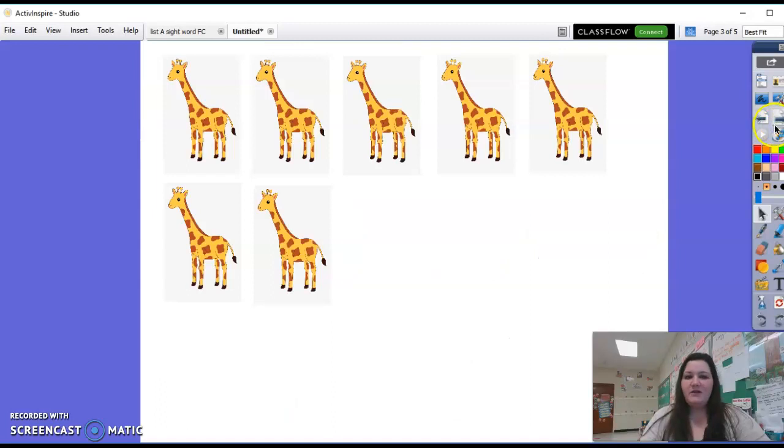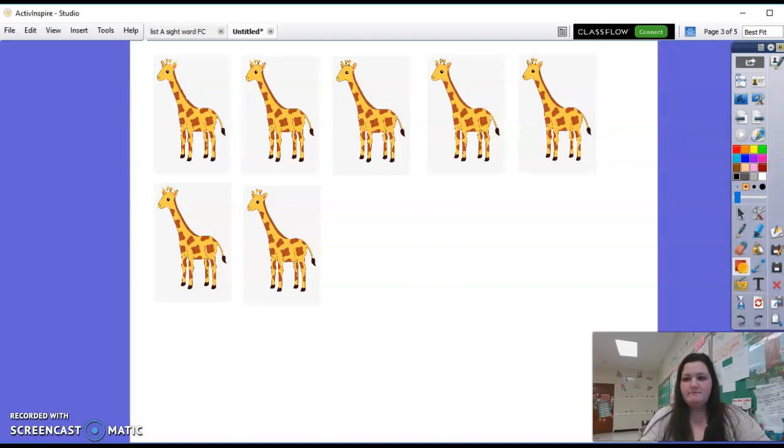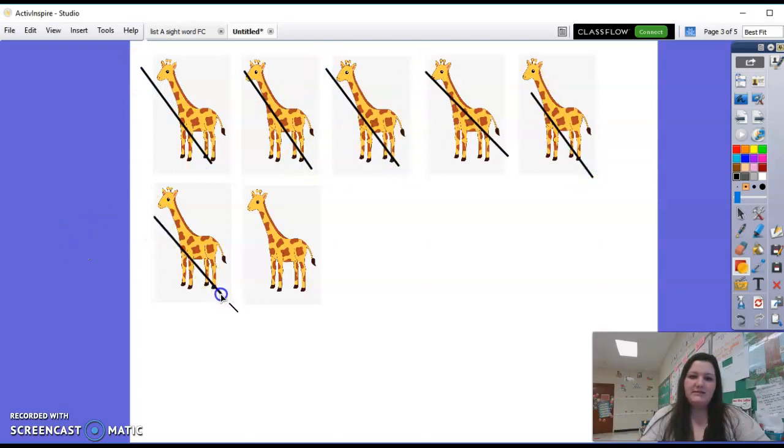There are 7 giraffes. Draw your 7. 7 giraffes. 6 giraffes go home. 1, 2, 3, 4, 5, 6. 6 giraffes go home. How many are left? That's right, there's 1 left.